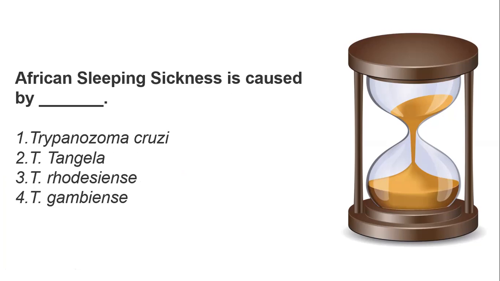African sleeping sickness is caused by Trypanosoma cruzi, Trypanosoma brucei, Trypanosoma rhodesiense, Trypanosoma gambiense. Which among the following causes African sleeping sickness? Right. Exactly, option four, Trypanosoma gambiense, is the correct answer. This is the organism that causes African sleeping sickness.